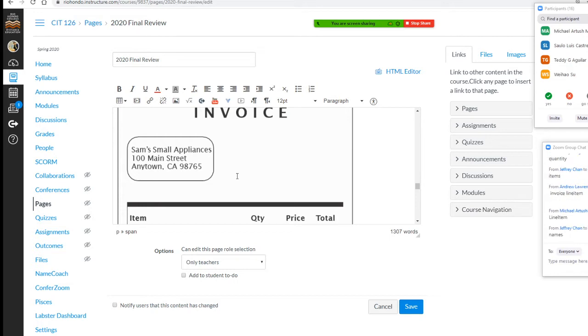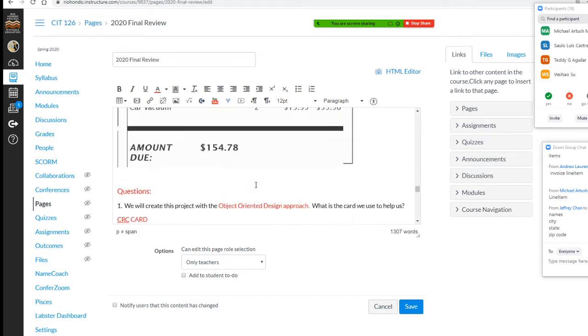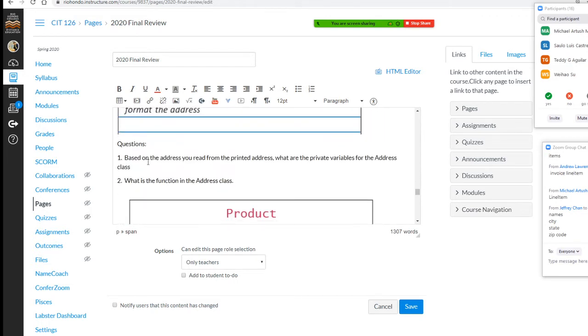Same small appliance is a name. Yes. What's 100 Main Street? Is a street address, city, state, and zip code. Yes. All right. So let's see here. Based on that, what's a private variable you see here? Okay. I see name. I see street address. I see city address. I see state. I see zip code.